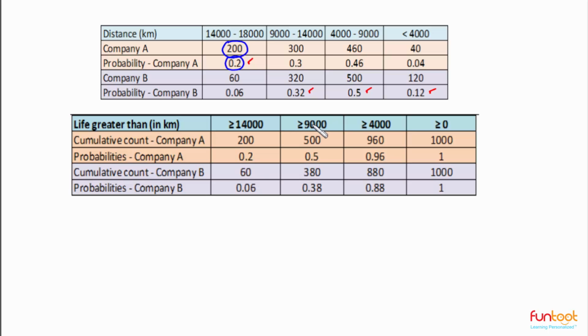Then for a life of tires which is equal to or greater than 9,000, we will now add 200 to 300 to get 500 and 60 to 320 to get 380. Then next column we have life greater than or equal to 4,000. So here we will add 460 to 500 to get 960 and 500 to 380 to get 880. Like this we have made this cumulative count table.